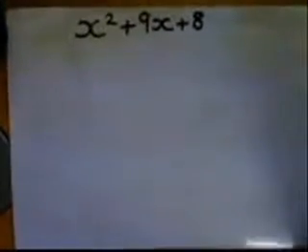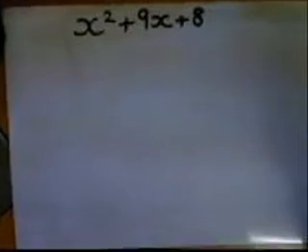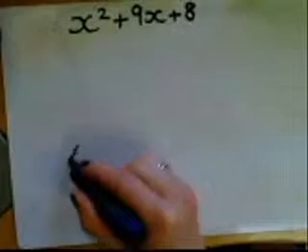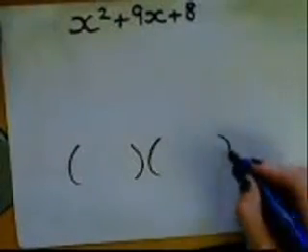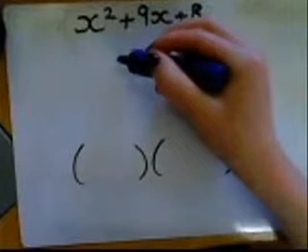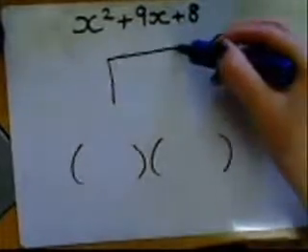Let's look at an alternative method for factorising quadratics. We've got x squared plus 9x plus 8, and we're trying to get down to our two brackets, our factorised expression. What I'm going to do is draw out a grid.